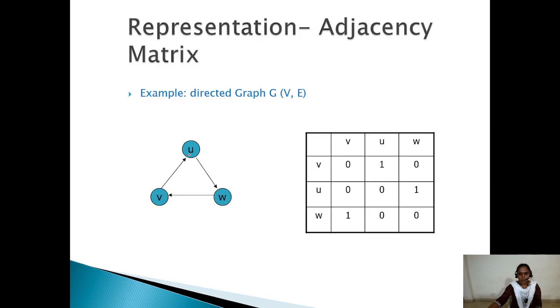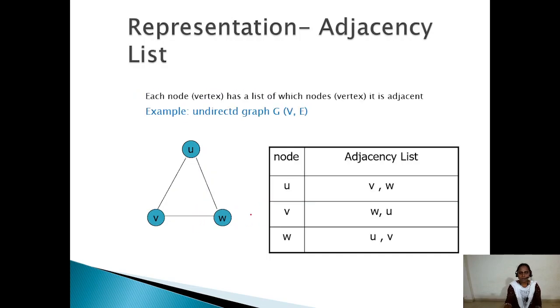Next U is 0, W is 0 because U is not directed to the V, 0. U to U is not connected, there is no self loop, so 0. U to W, one edge is connected, so 1. Next W, like this, as this is the directed graph.